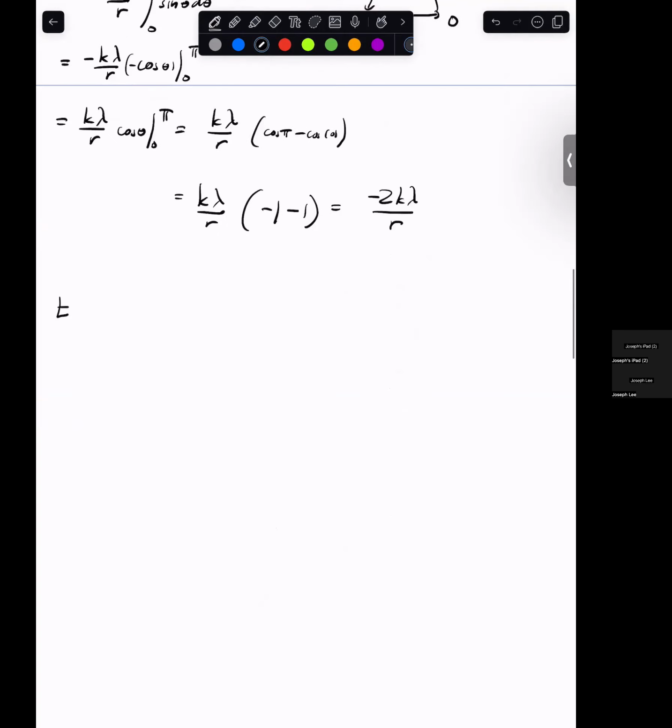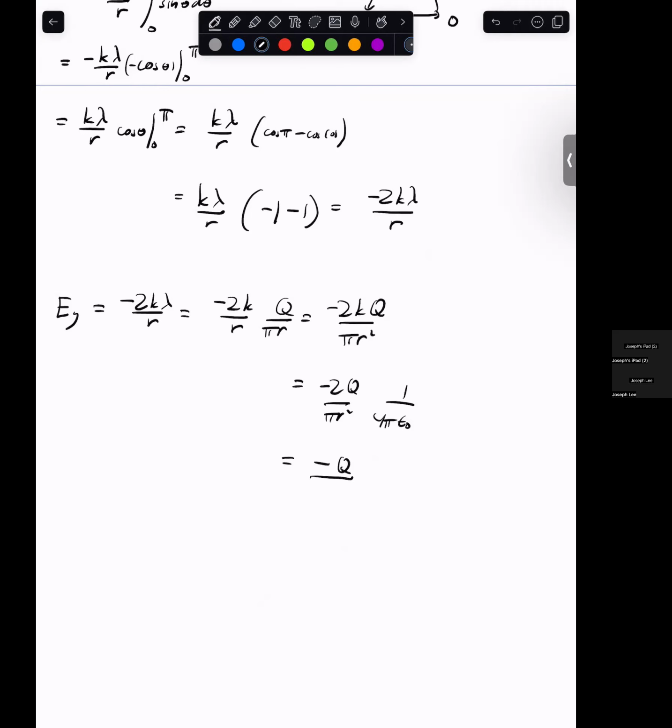So we get that E_y is equal to minus 2k lambda over r. Or if you replace out what lambda is, minus 2k over r times q over pi r. Or minus 2kq over pi r squared. Just to show you that this matches with the solution given in the worksheet notes, we remember what k is. So k is 1 over 4 pi epsilon naught. So this will give us minus q over 2 pi squared epsilon naught r squared.